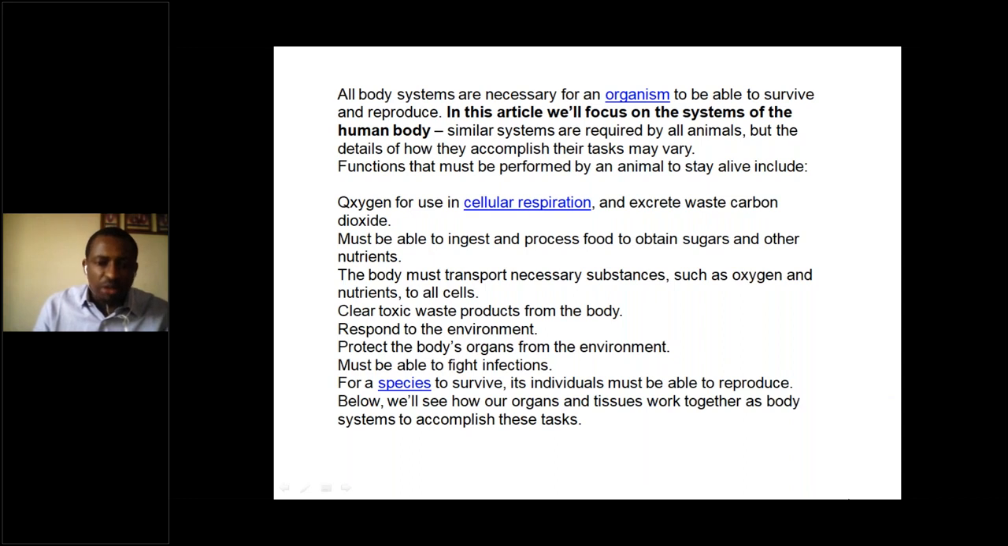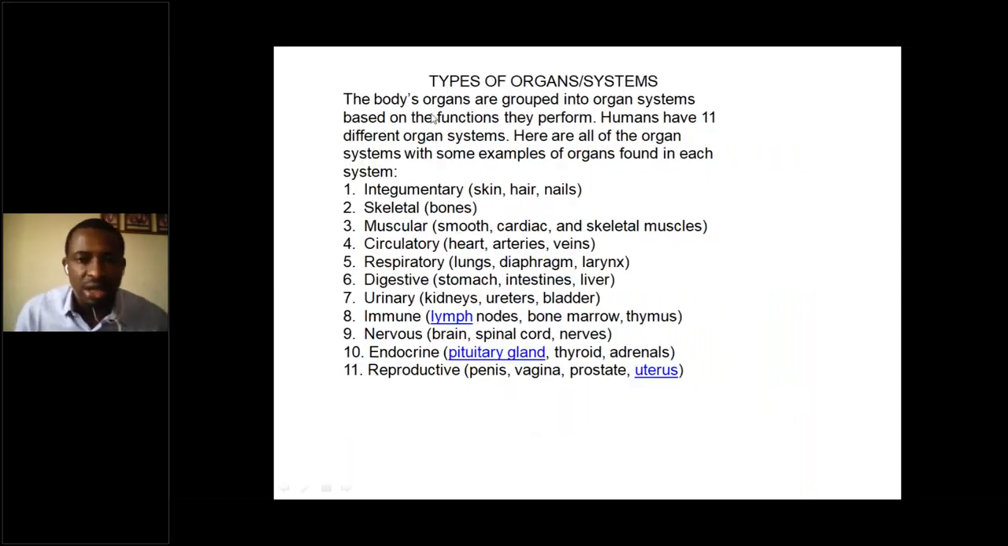For species to survive, each individual must be able to reproduce. Your great-great-great-grandfather has gone, but you are here today listening because they were able to reproduce. So for organisms to continue, there must be a reproductive system. So we're going to see the organs and how they work in the body, and the tissues, how they work in the body, and how they work to accomplish these tasks.